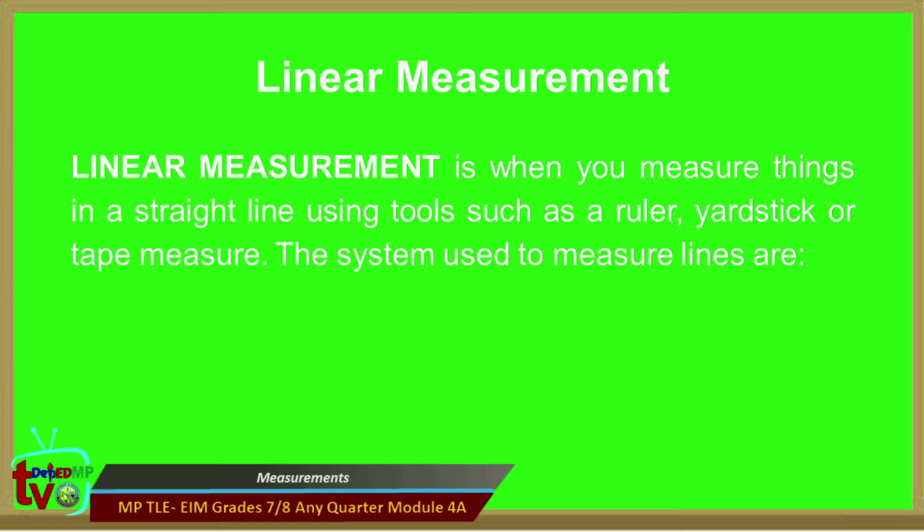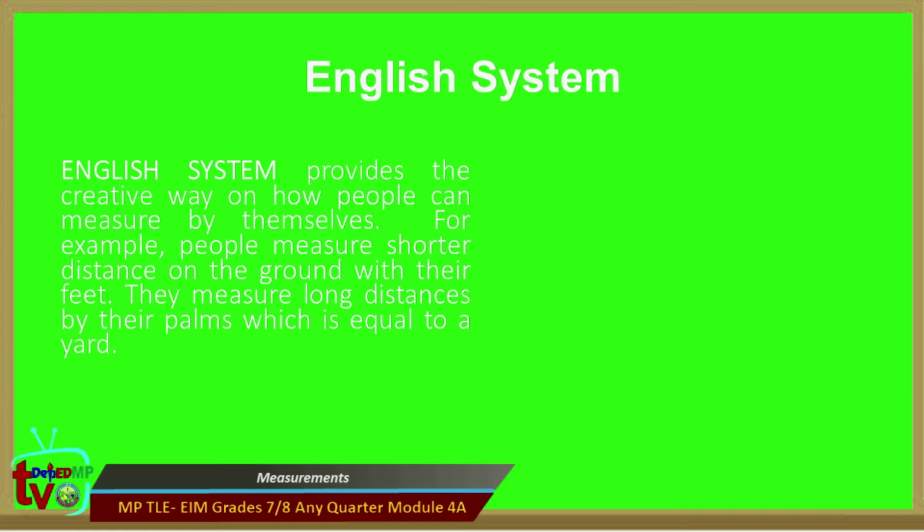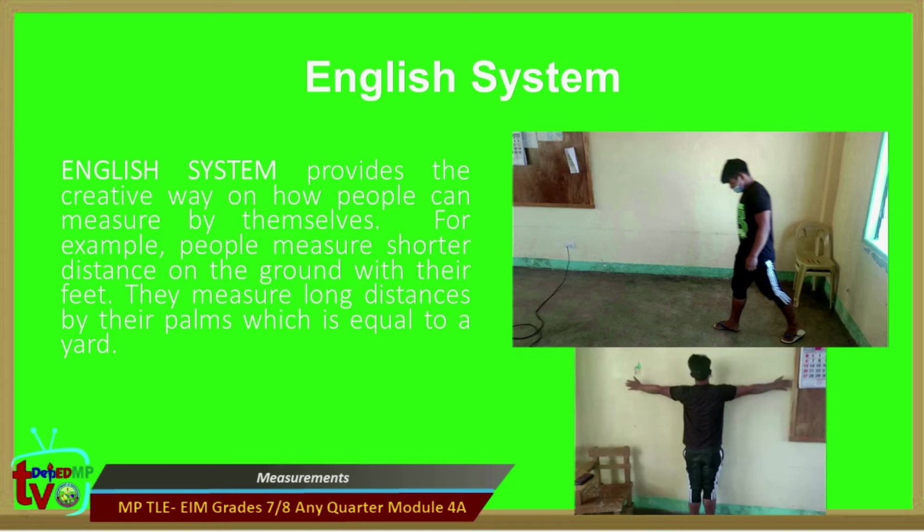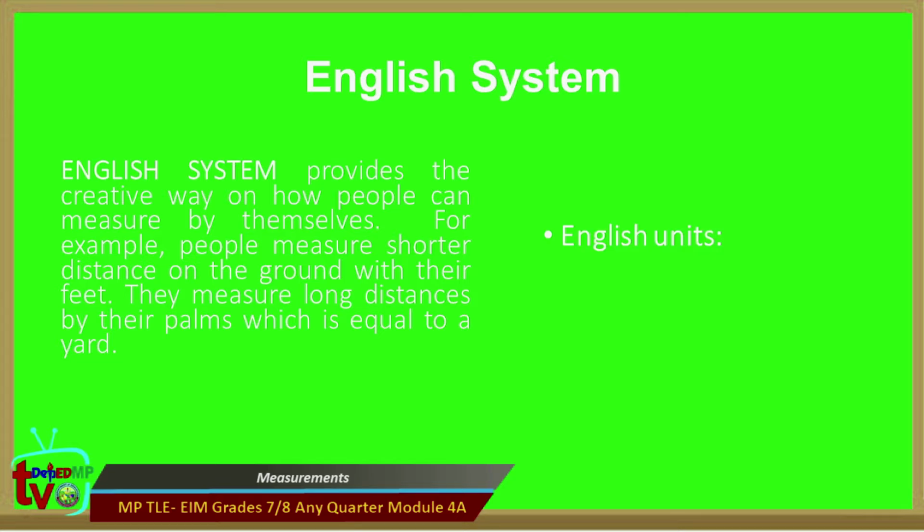The common units of measurement used in making electrical layout and installation of electrical materials are usually in metric or English units. First, we have the English system. The English system provides a creative way on how people can measure by themselves. For example, people measure shorter distance on the ground with their feet. They measure long distances by their palms, which is equal to a yard. The English units used in linear measurement are inch, foot, yard, and miles.